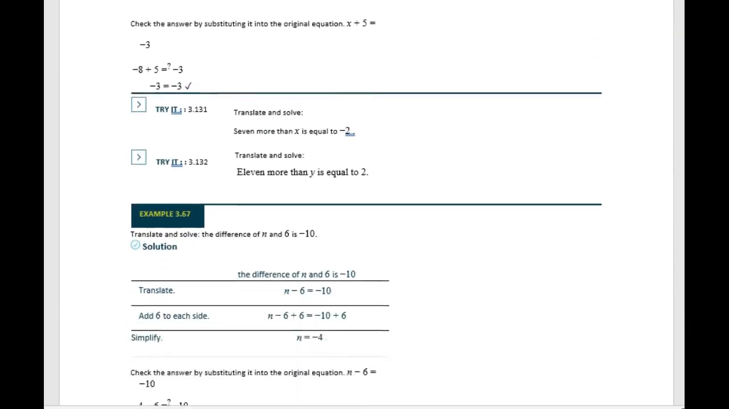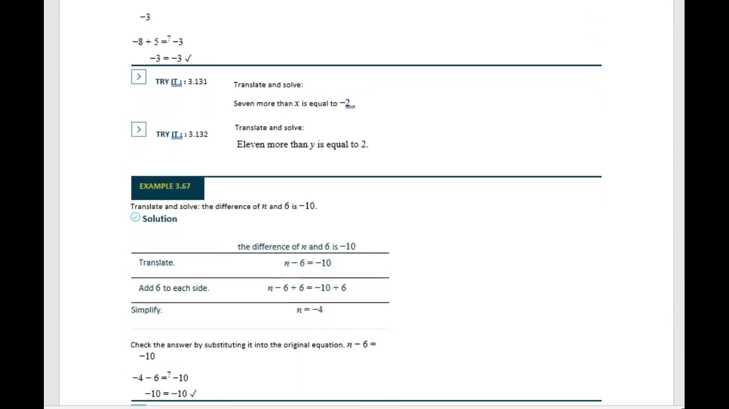Okay, so here's some that I want you to try. I want you to come up with first my translation of this one right here. So translate it, come up with an equation, and then solve it.